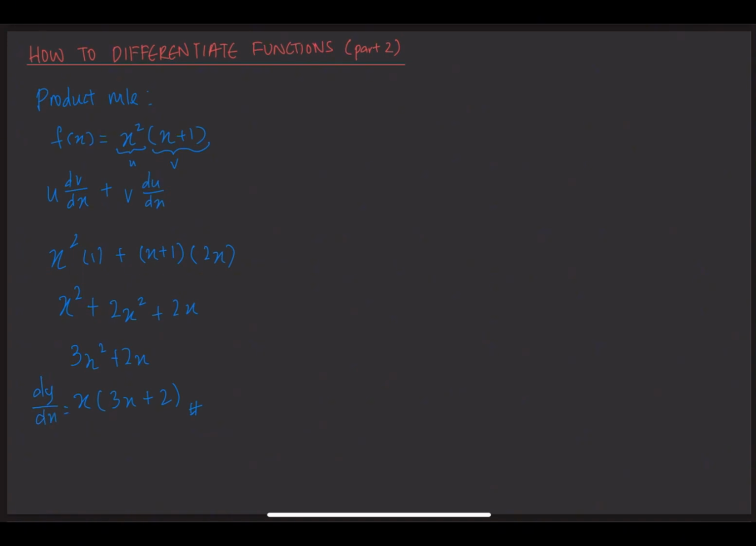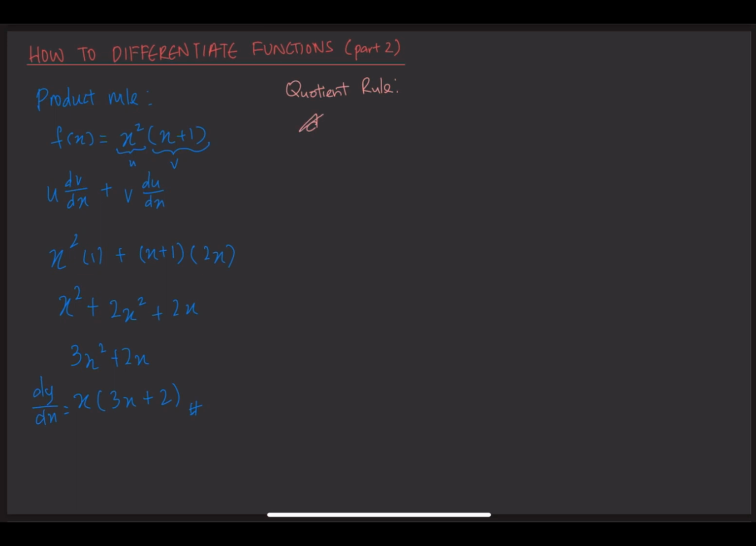Before we move on, we have to understand that we use the product rule when we have to differentiate a function where there are two or more terms multiplied by each other. Now we move on to the quotient rule. We use it when we want to differentiate a function that is one term divided by another.